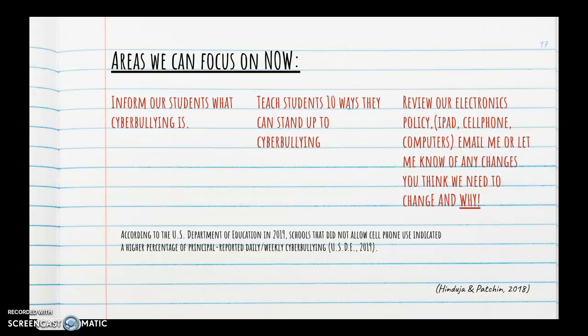So right now, what can we do? The areas that we can focus on now. We can inform our students what cyberbullying is, and I am taking care of that next week with 5th grade. We can teach students the 10 ways that they will be able to stand up to cyberbullying. We can review our electronic policy, covering iPads, cell phones, and computer usage.